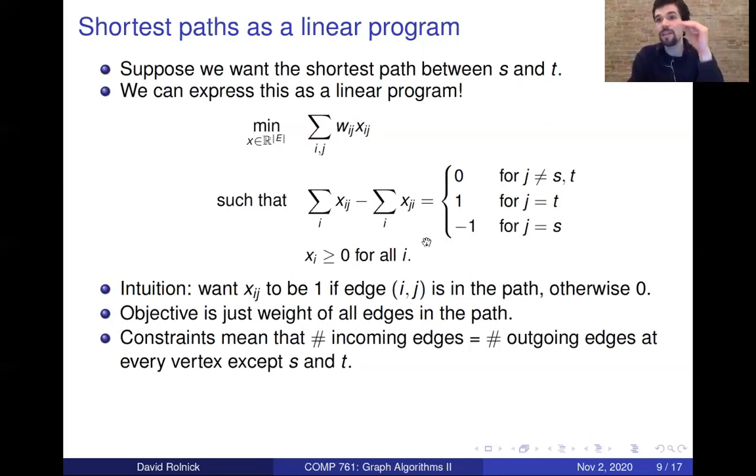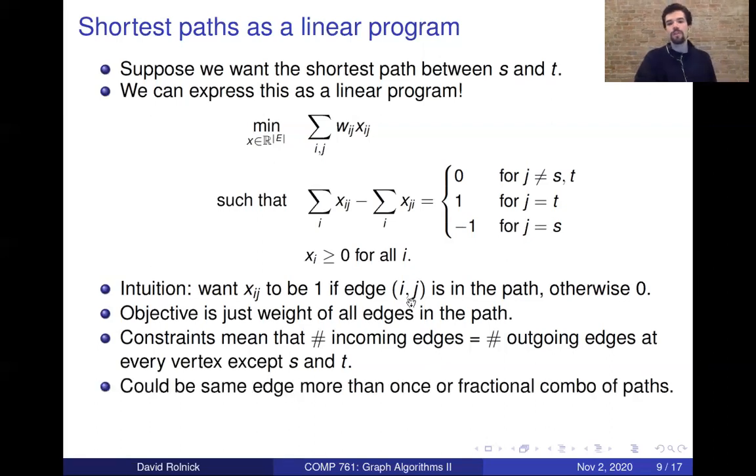Now, this is not exactly the same as saying it's a shortest path. For example, if you had two shortest paths, if you had a solution here, you could end up having some of these x's not be one or zero. You could have an xij. There's nothing saying that xij has to be one or zero here. You could have an xij be two, or you could have it be one half. You could have a fractional combination of paths. And actually that would be possible.